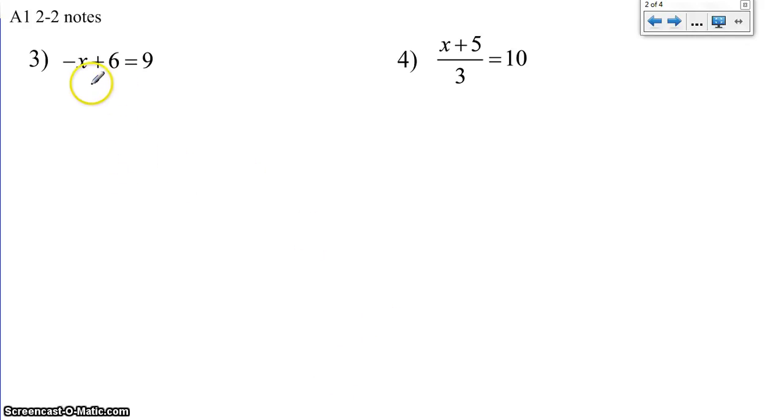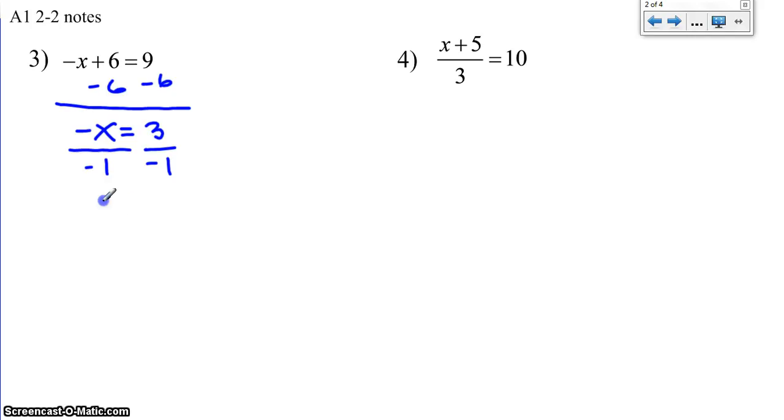All right, welcome back. On number 3, we have to undo the addition first, so we will subtract 6 from each side of our equation. So negative x will equal 3. One thing you have to remember is when we have a negative x, we can't leave our answer that way. We need to actually solve for x. So in order to do that, we have to divide by negative 1. Some of you may be saying, well, where did that negative 1 come from, Mr. Hale? It's the idea that when you see negative x, that's the exact same thing as saying negative 1 times x. We just typically don't write the 1 coefficient before variables.